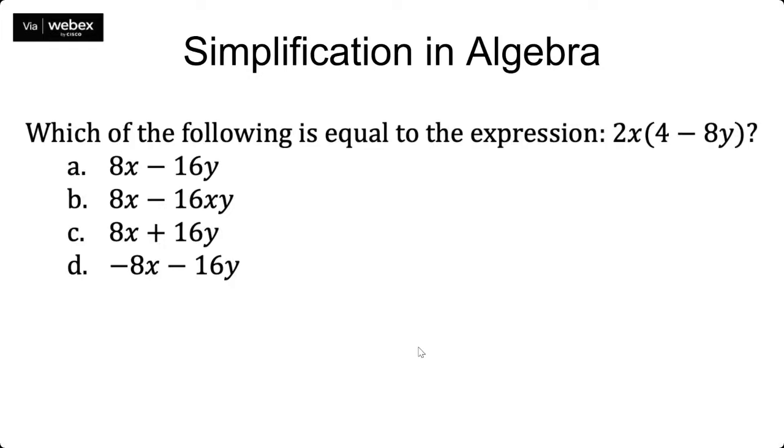No mistakes. There's no room for errors. We got to get this one right. So make sure you pay attention to what you're seeing. Which of the following is equal to the expression 2x times 4 minus 8y? Good luck.